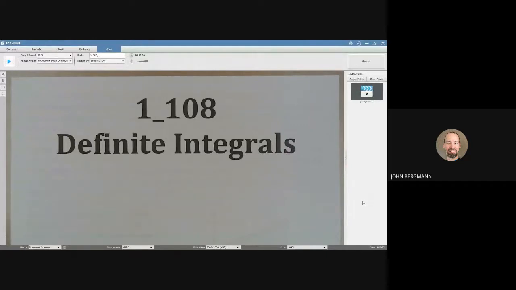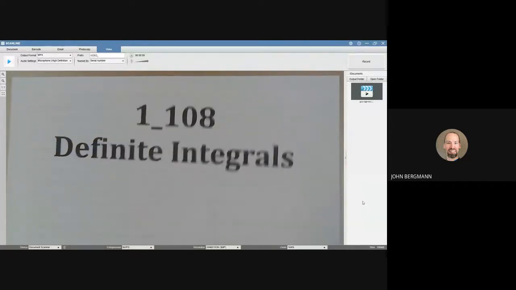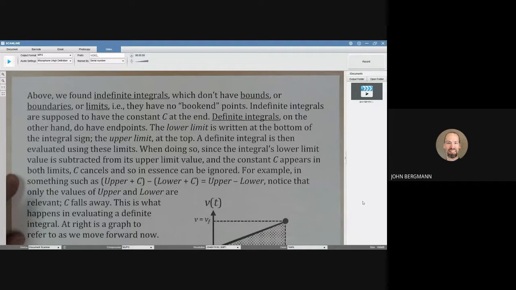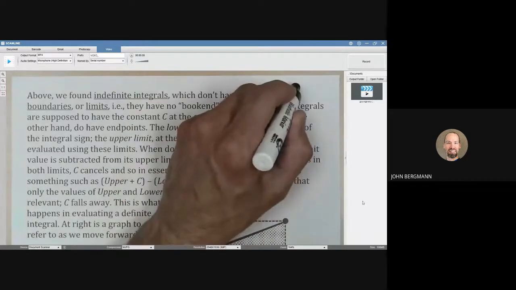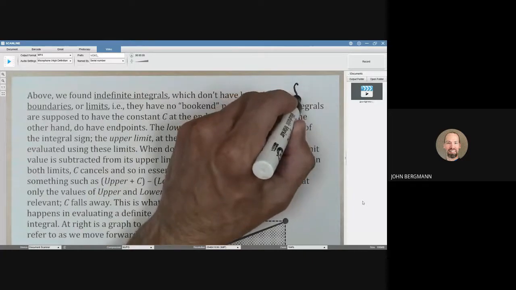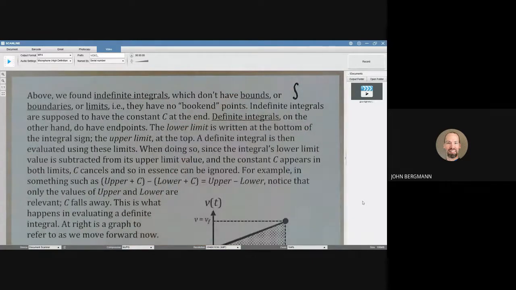This video is about definite integrals. Previously, we found indefinite integrals, which don't have bounds or boundaries or limits. Those are all terms for the same thing. That is, they have no bookend points. An indefinite integral is going to be written like that, just that little symbol.